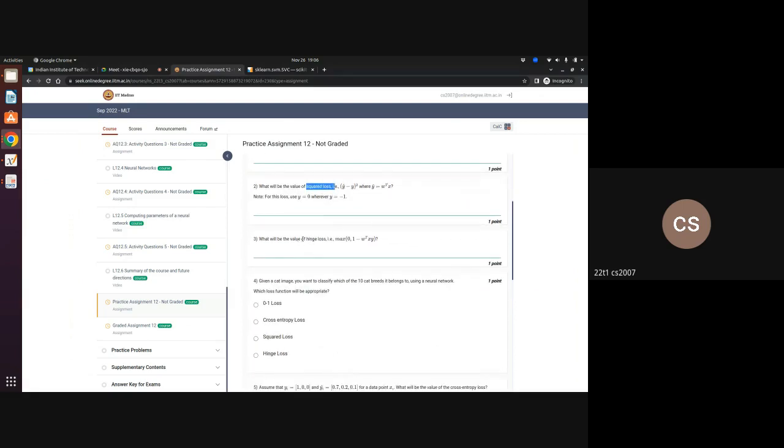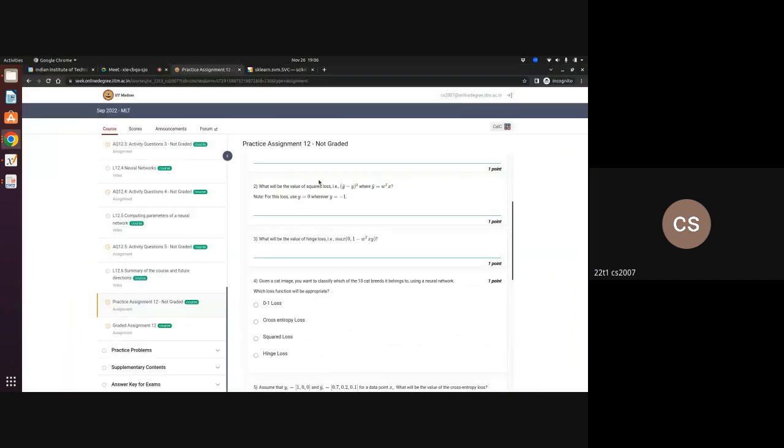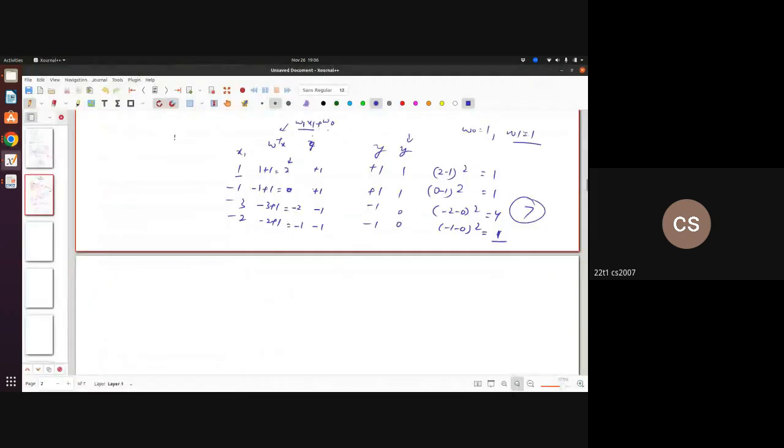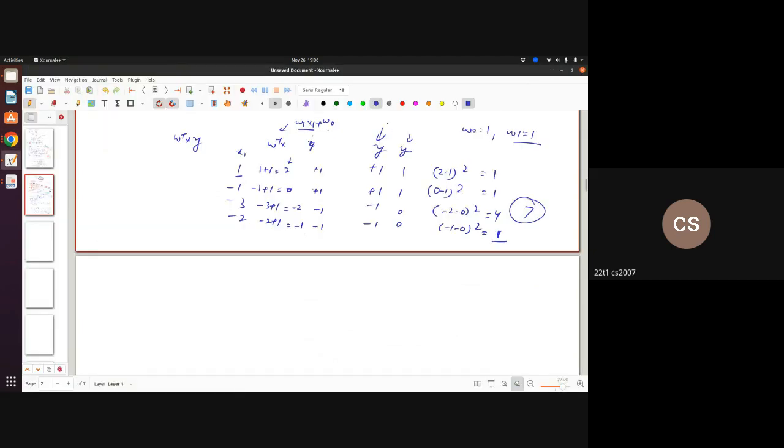Okay, what is the value of hinge loss? This is also given, although it will be good for you to remember this as well. Max of 0 and 1 minus W transpose X times Y. This is W transpose X as we know. Let's compute that. W transpose X times Y. This is W transpose X and this is Y. This is the Y that we have to use. This one and this one, right?